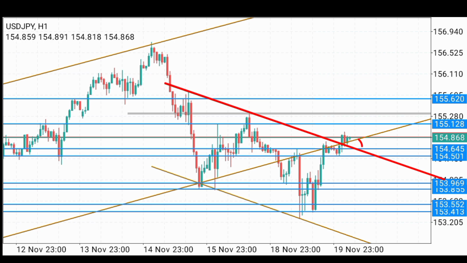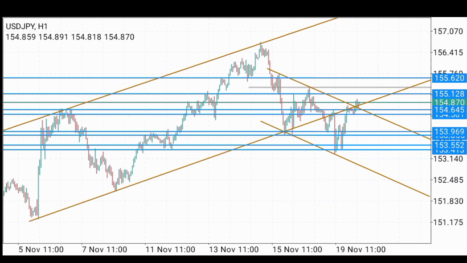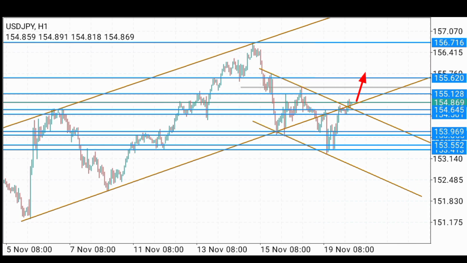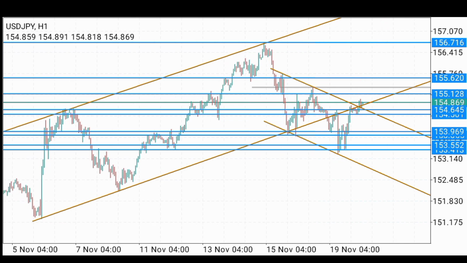So this was a confluence of resistance and price was able to pull through and break it. That is signaling strength for the USD, okay? So potentially we're going to see price move back up into this very area, okay, and possibly back to the top of the channel, okay? That is exactly how I'll be trading the USDJPY this day.